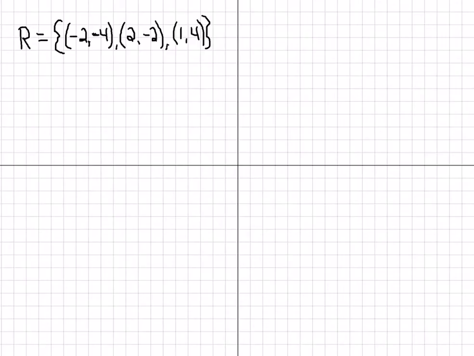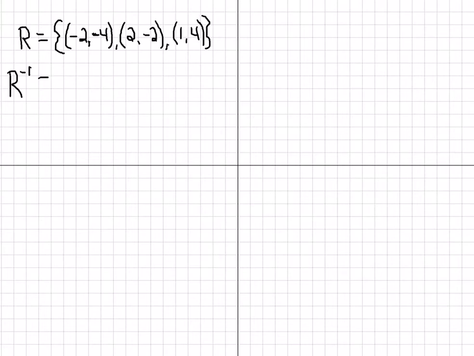Now let's take a look at some notation here. I have this relation R, and it's the ordered pairs (-2, -4), (2, -2), and (1, 4). Now the inverse, the notation for this is like an R with a superscript. It looks like a negative 1 exponent, but we can't think of that as an exponent. It's not an exponent when we're thinking about inverse relations. It's just a superscript of negative 1.